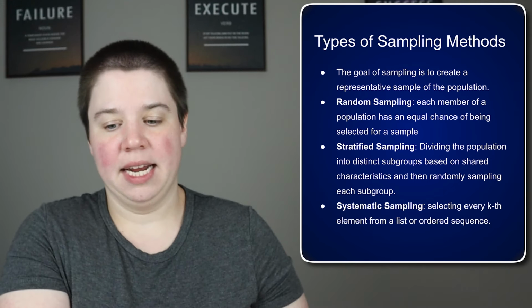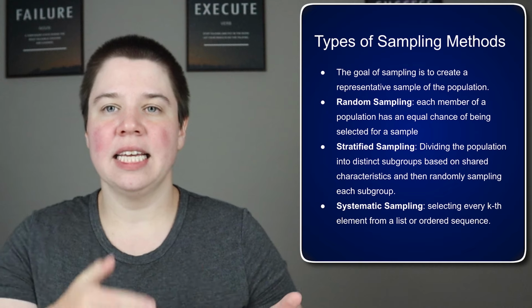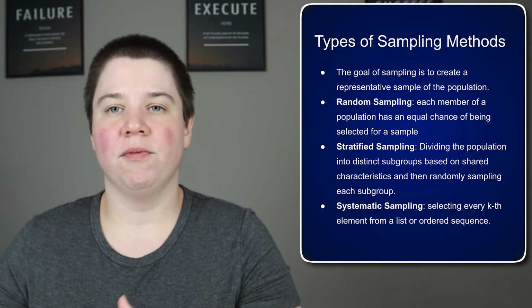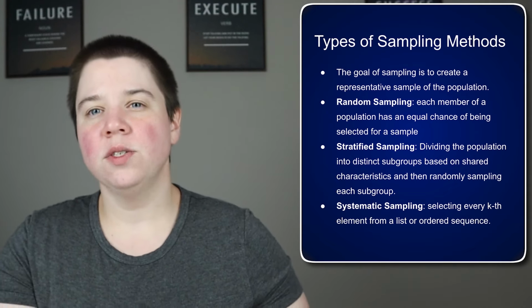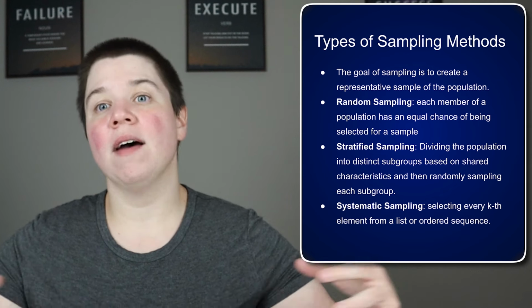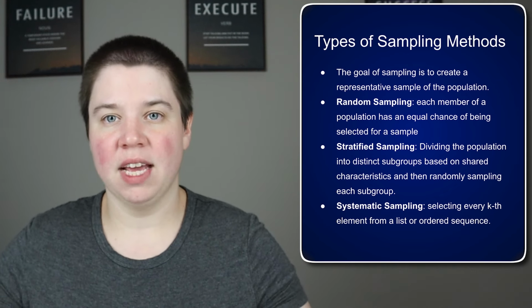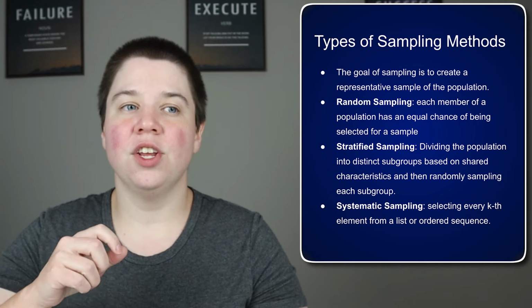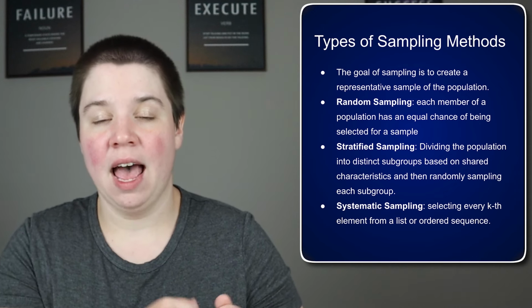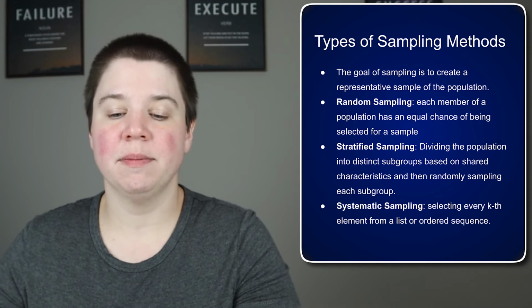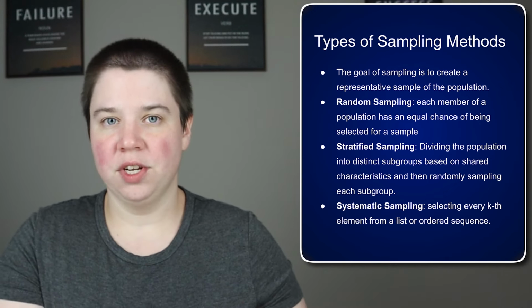And then you have systematic sampling. So this is selecting every kth element from a list or ordered sequence. This is really good whenever you're in manufacturing. You have access to the entire population of the items that were manufactured, and then you can grab every 10th element and run a QC check on it. So these are 3 different ways you can do it.